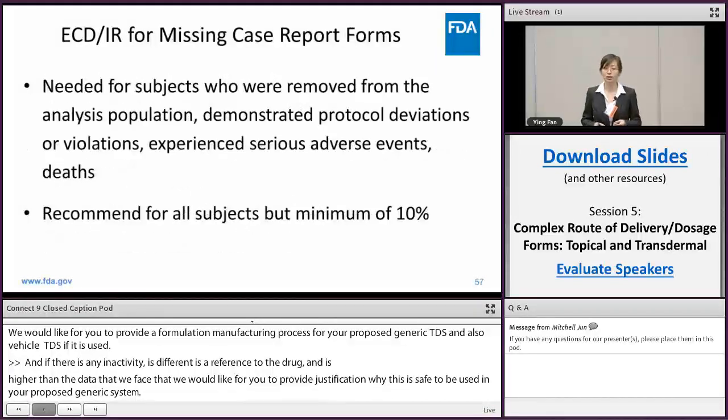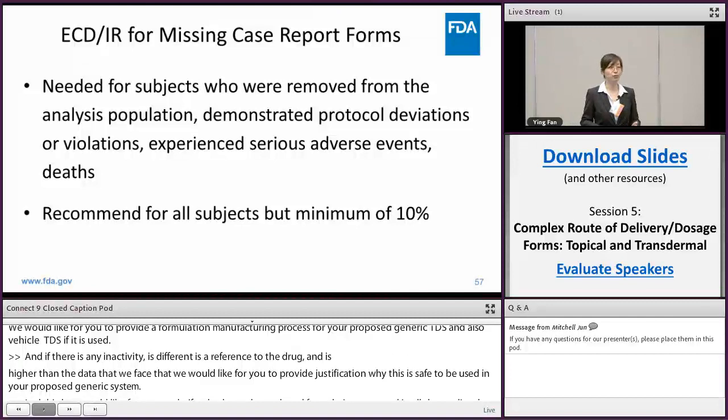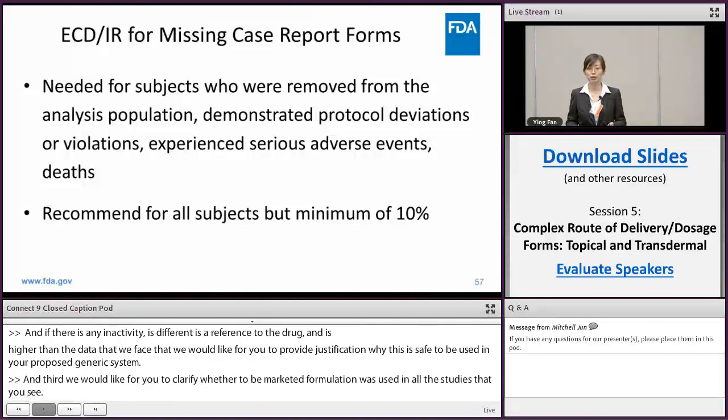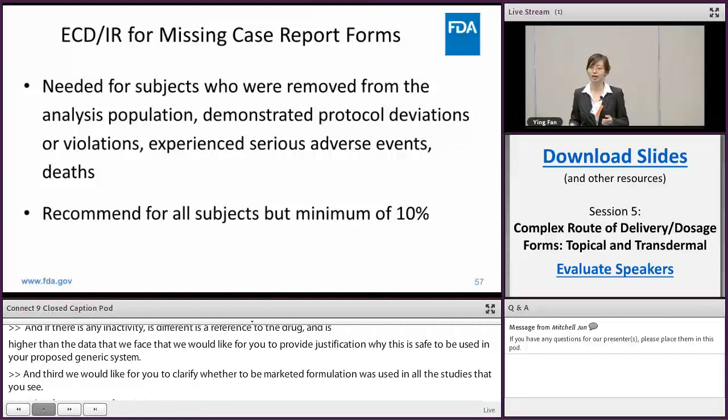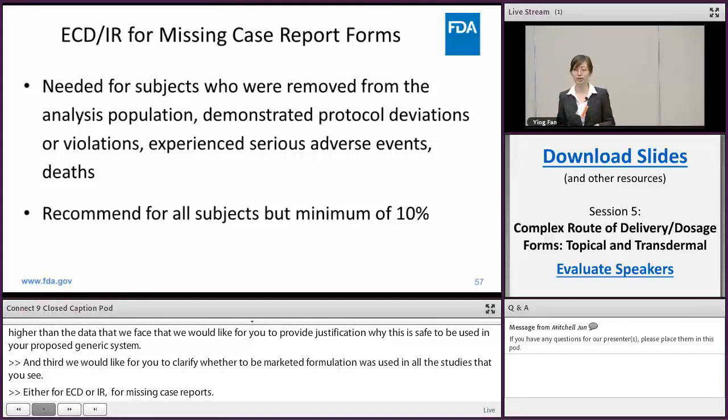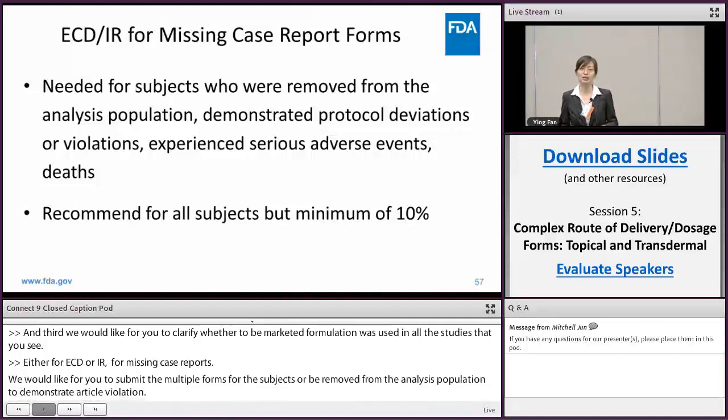So the third reason for the ECD and IR is for missing case report forms. We would like you to submit the case report forms for those subjects who were removed from the analysis population, demonstrate protocol deviations or violations, or experience serious adverse events or death. And we would like you to submit a case report form for all the subjects, but at a minimum 10% that you have to submit.